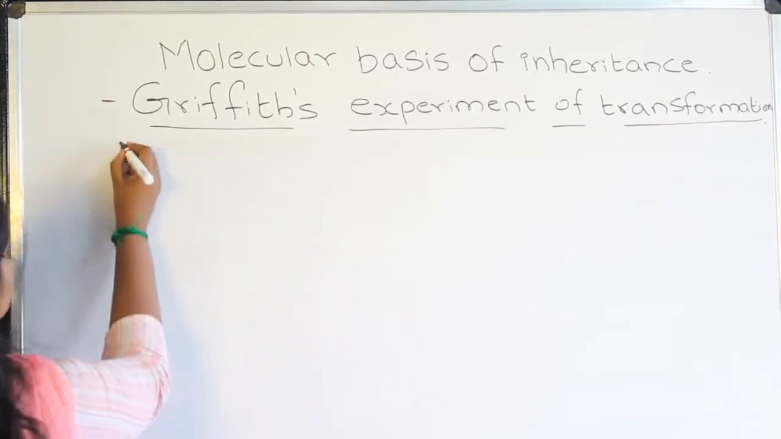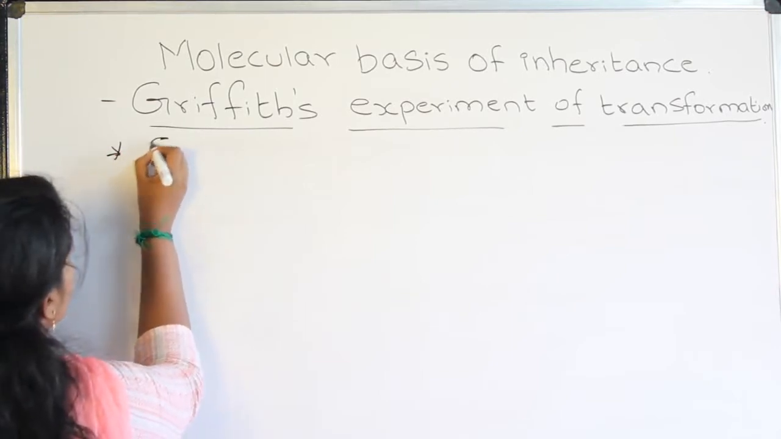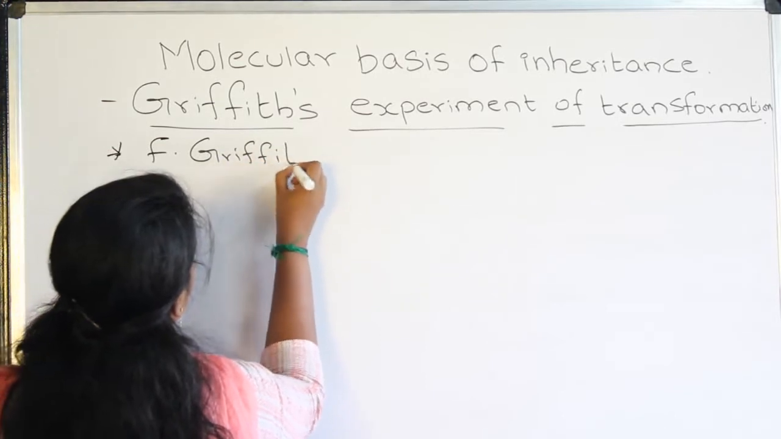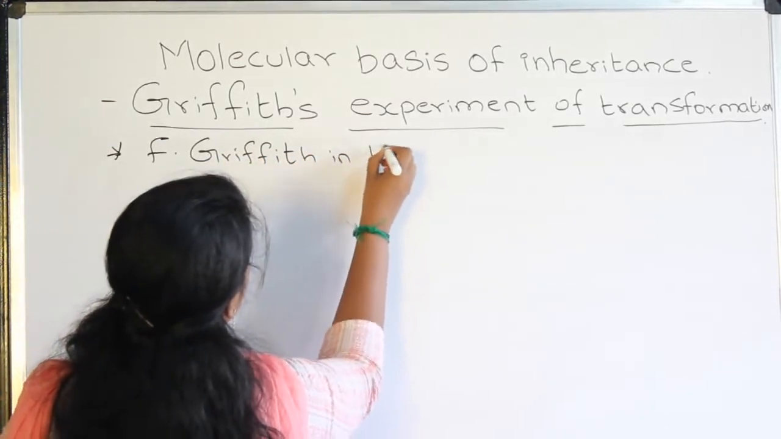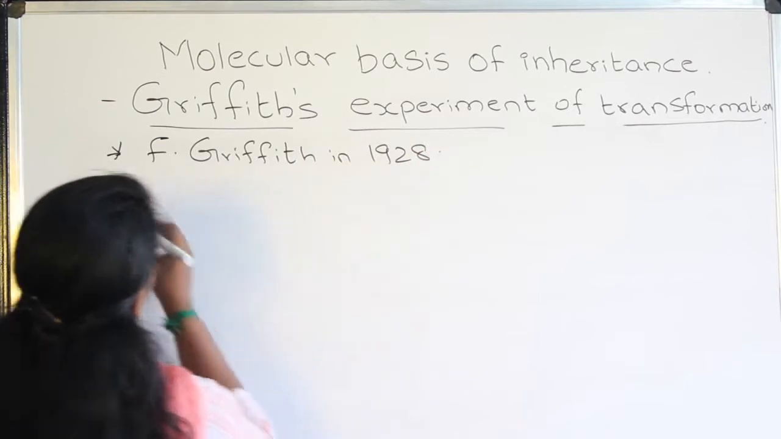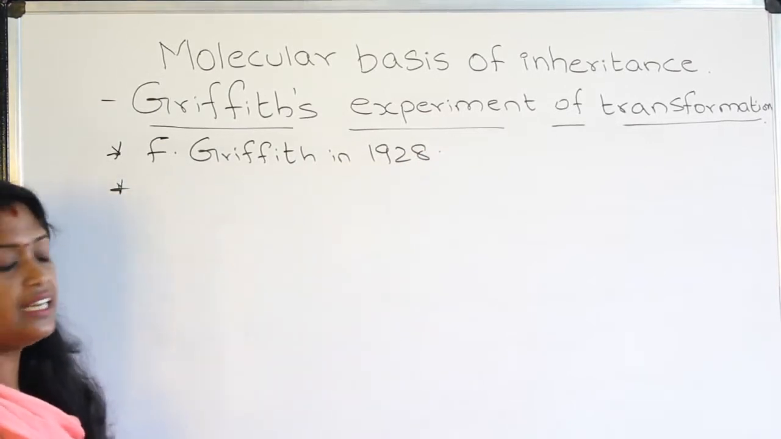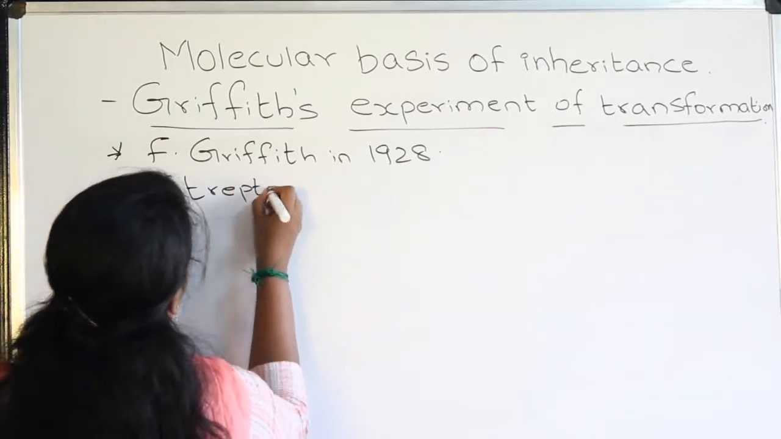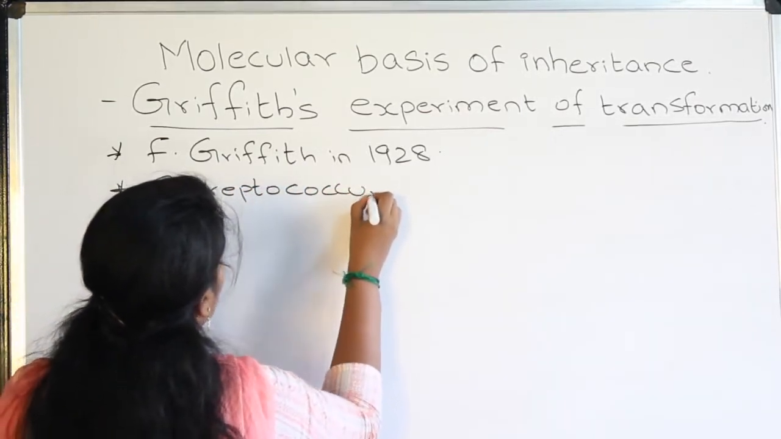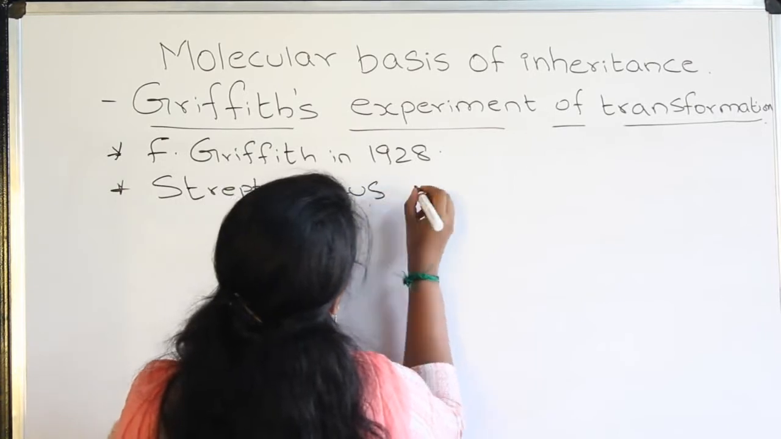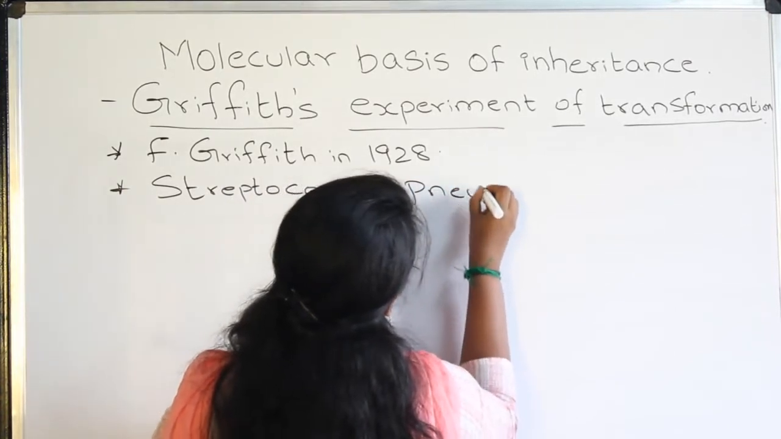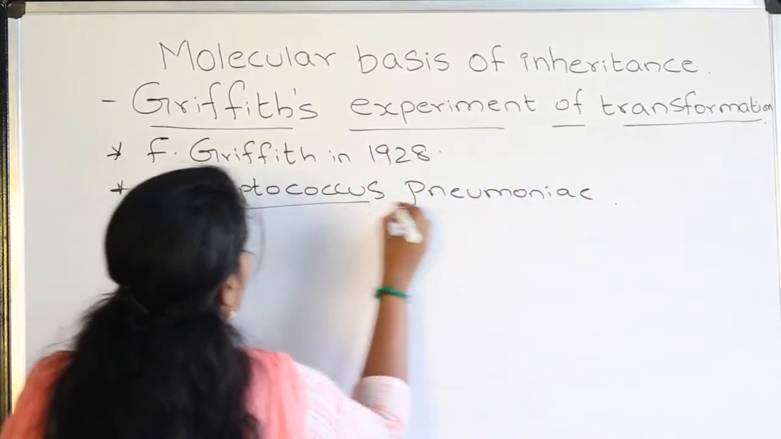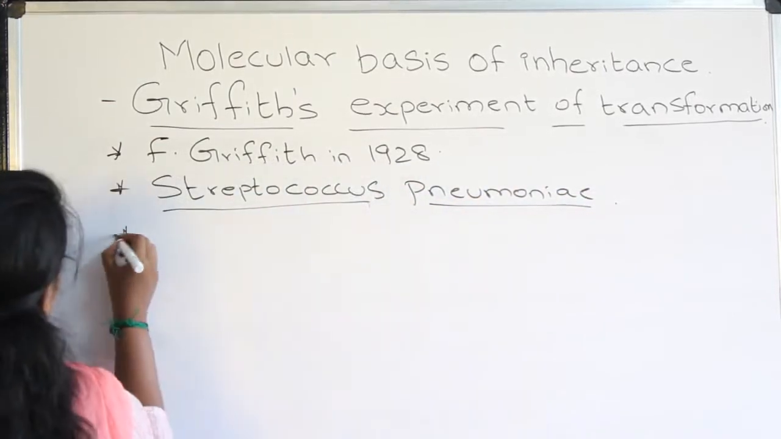The Griffith experiment of transformation was first discovered by Frederick Griffith in the year 1928. He used the bacteria Streptococcus pneumoniae, which caused a type of pneumonia in mice. And he also used mice in his experiment.